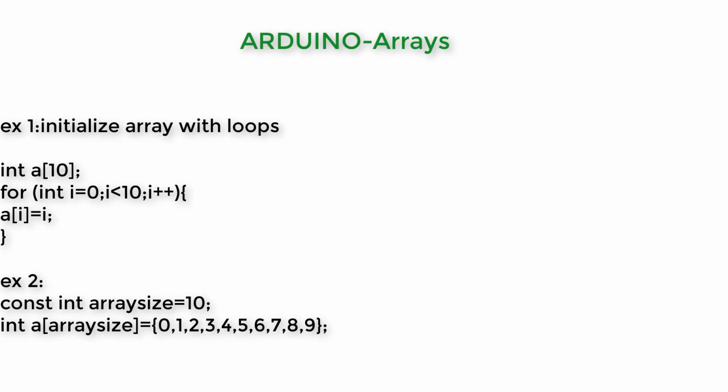In the example 2, we have a constant integer arraySize equal to 10, and we have an integer array a declared with its size equal to the arraySize and initialized with the values given from 0 to 9, which has 10 values, which is exactly equal to the arraySize value.